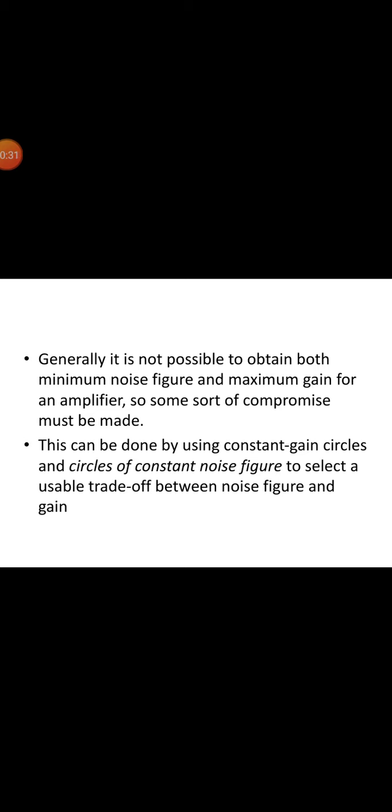Generally it is not possible to obtain both minimum noise figure and maximum gain for an amplifier, so some sort of compromise must be made. This can be done by using constant gain circles and circles of constant noise figure to select a usable trade-off between noise figure and gain. Now we'll derive the equations for constant noise figure circles and show how they are used in transistor amplifier design.